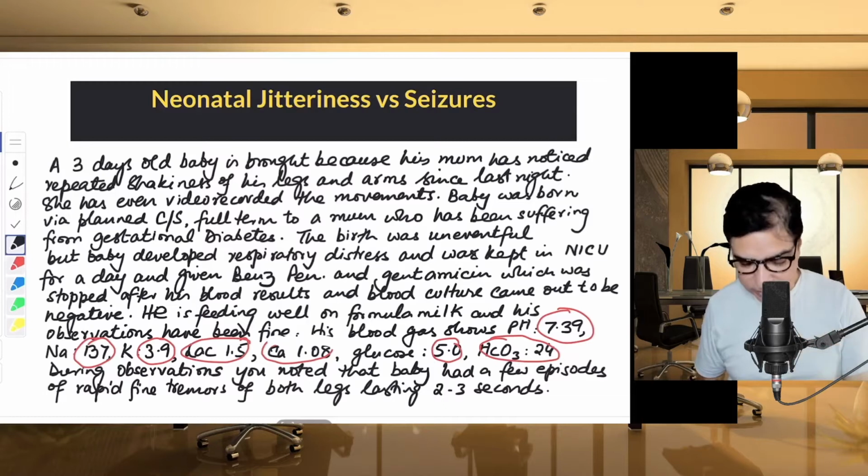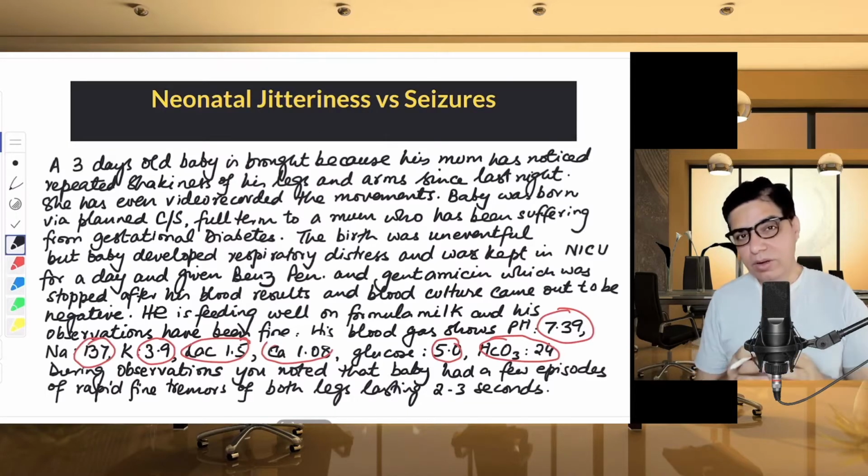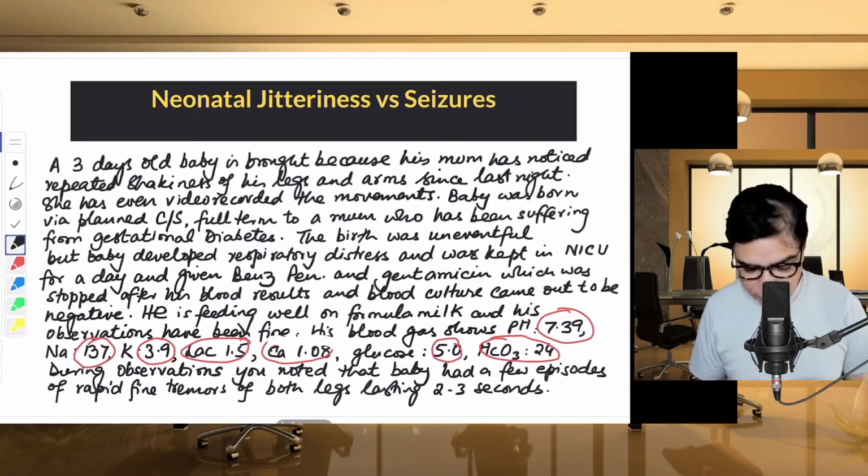Now, the cesarean section itself was uneventful, but this baby developed respiratory distress shortly after birth, and he was kept in neonatal intensive care for a day, and he was also given benzyl penicillin and gentamicin intravenously for suspected neonatal sepsis, but that was stopped later because the blood cultures came out to be negative and his blood results were also negative. So he was fine, he was feeding well, he was discharged.